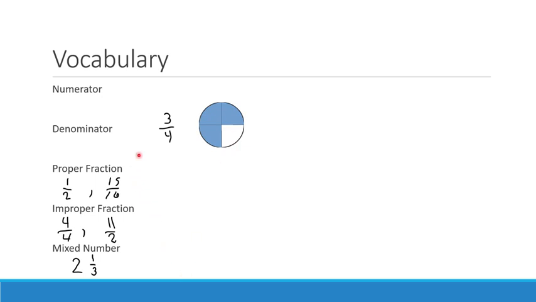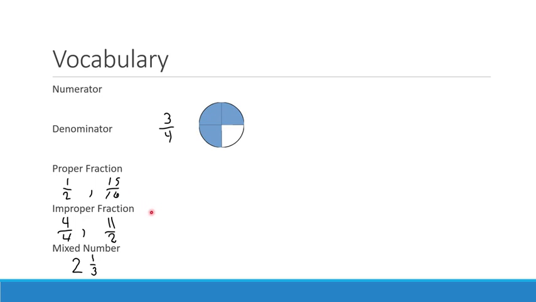A proper fraction is where the numerator is smaller than the denominator, like 3/4, or 1/2, or 15/16. In all of these situations, the numerator is a smaller number when compared to the denominator.